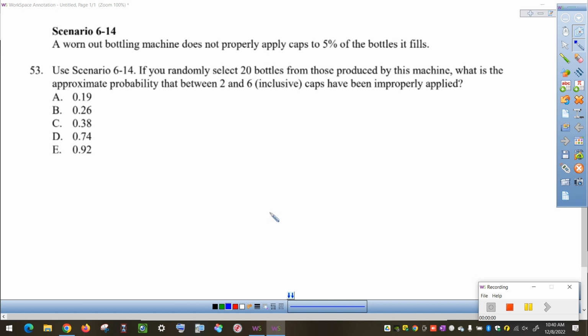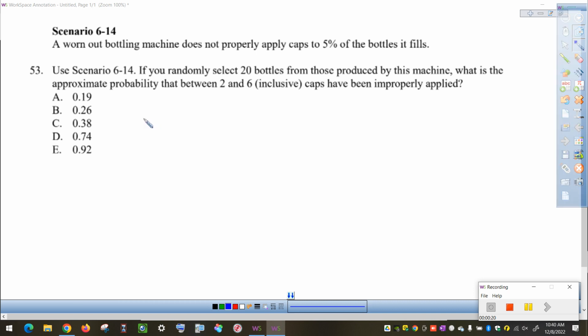A worn-out bottling machine does not properly apply caps to 5% of the bottles it fills. If you randomly select 20 bottles, what is the approximate probability that between 2 and 6 inclusive, meaning we're going to include 2 and we're including 6, caps have been improperly applied?